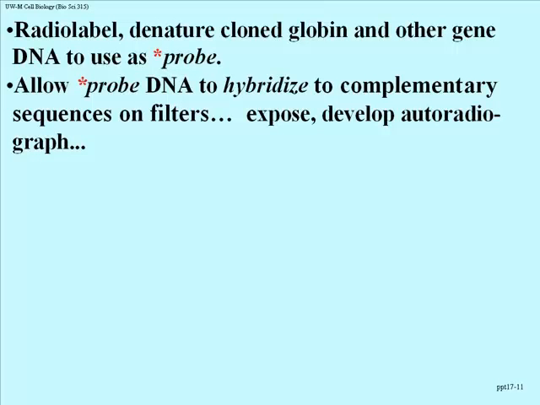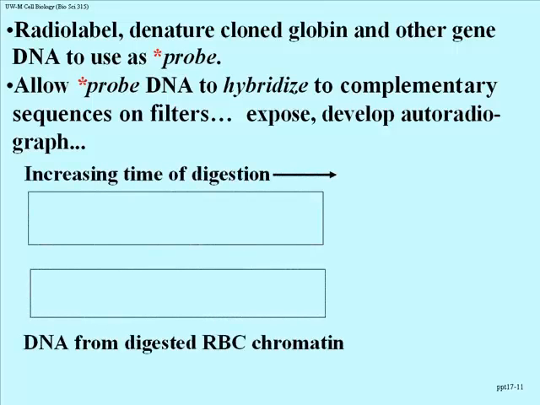And then we have to expose and develop an autoradiograph, which will tell us which of the spots is radioactive and how radioactive are the spots. So here we have our two filters. You don't see them at the moment, but they have the spots of DNA on them. What you're really looking at now are the pieces of film that have been placed over the two filters. And again, to orient you, the increasing time of digestion of the chromatin initially is from left to right, and the DNA has come from red blood cell chromatin that has been digested with DNase for different periods of time, progressively towards the spots on the left.